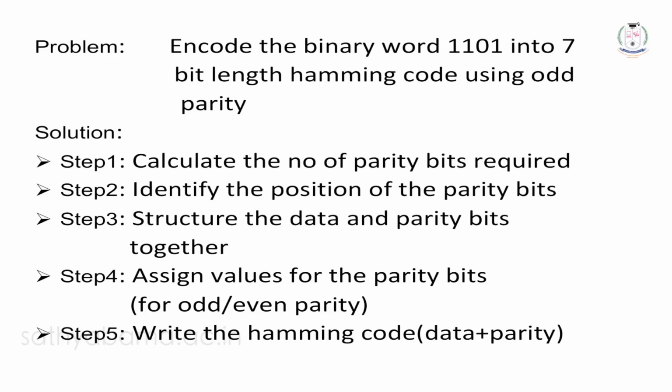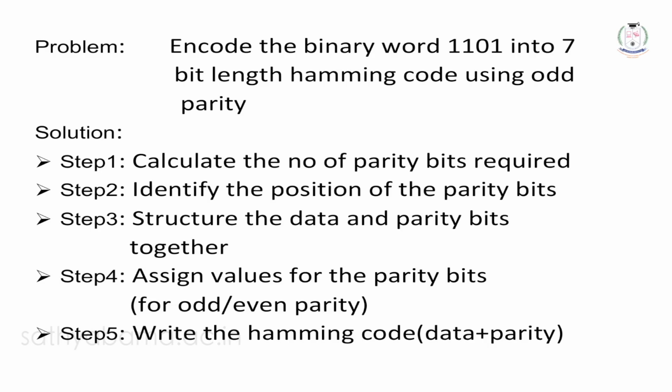We will have to break down the solution into steps. The very first step would be to find out the number of parity bits required, which basically depends on the length of the data. Once the number is identified, the next step would be to position the parity bits in between the data. Once the data and parity bits are positioned, we'll have to assign values based on odd or even parity. The solution would be to generate a Hamming code with data and parity written together.